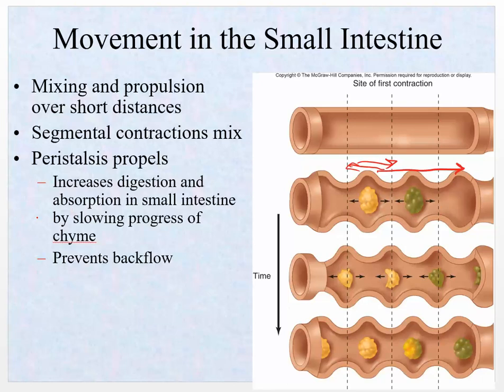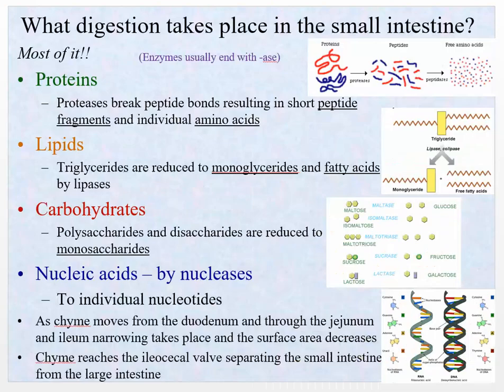It's kind of like if you're trying to mix something up and get it good and, in this case, digested, then moving it back and forth, turning it in a circle is all going to help, and the circular folds kind of do that. All right, so what digestion takes place in the small intestine? Easy answer. Pretty much all of it. All of the biomolecules are broken down in the small intestine.